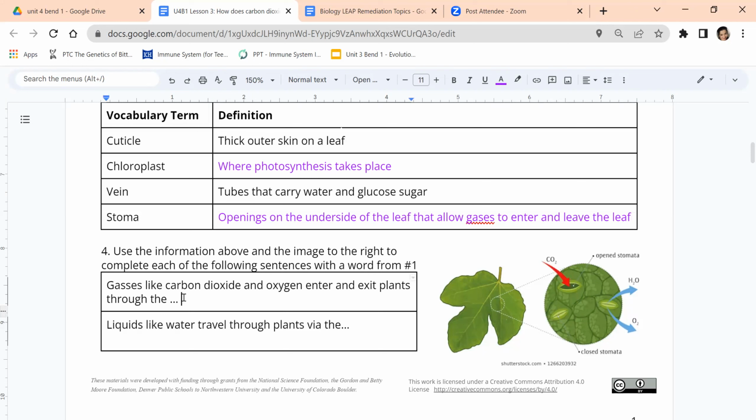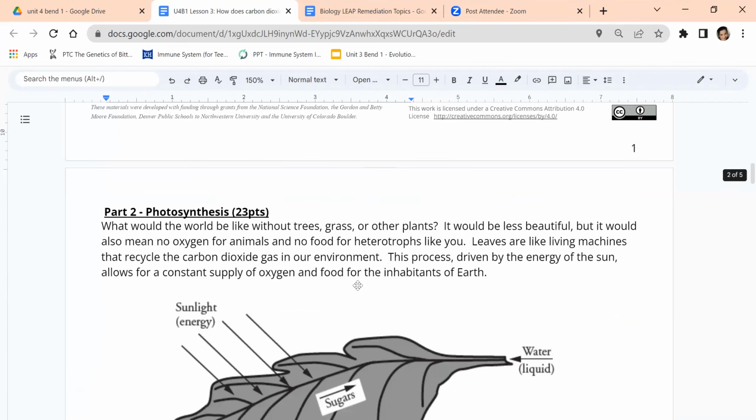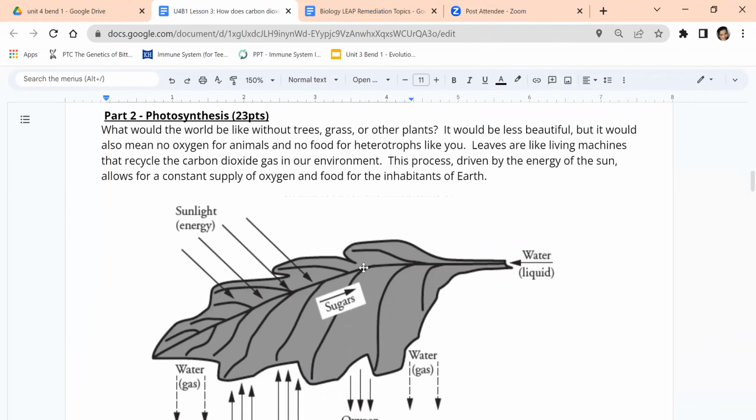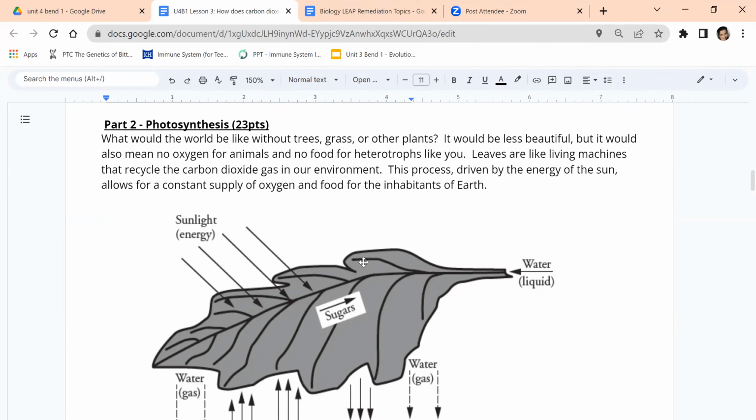So gases like carbon dioxide and oxygen enter and exit plants through stomata, and liquids like water travel through the plant via the veins. Okay, so now that we understand the parts of the leaf, let's look at photosynthesis more directly.